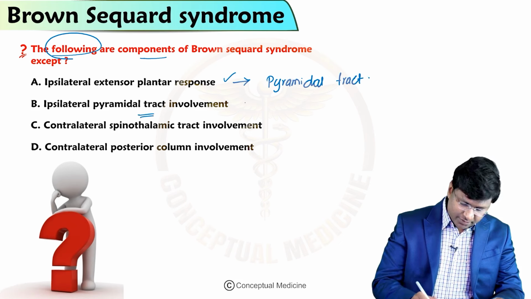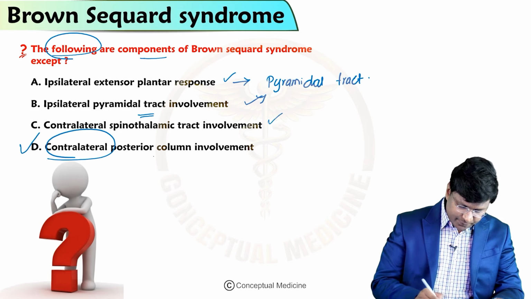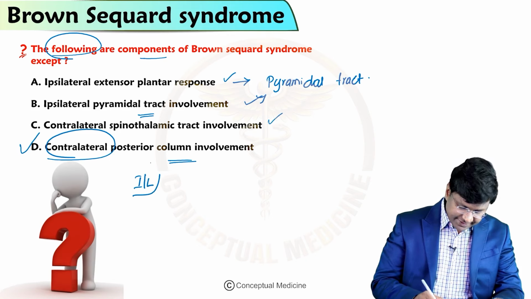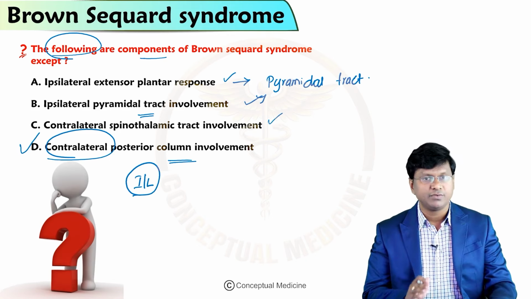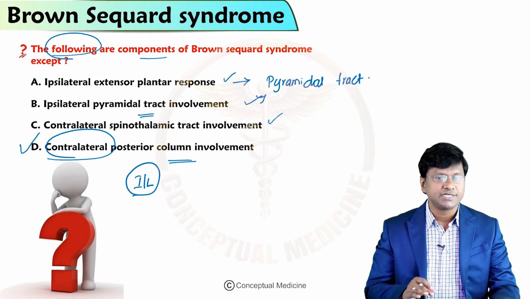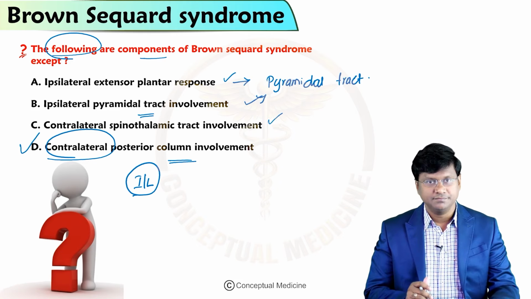Ipsilateral pyramidal tract involvement will be there. Contralateral spinothalamic tract involvement will be there, but contralateral posterior column involvement will not be there. You will have ipsilateral posterior column involvement, right? So the following are the components of the Brown-Séquard syndrome except, the answer is D, that is fourth option.